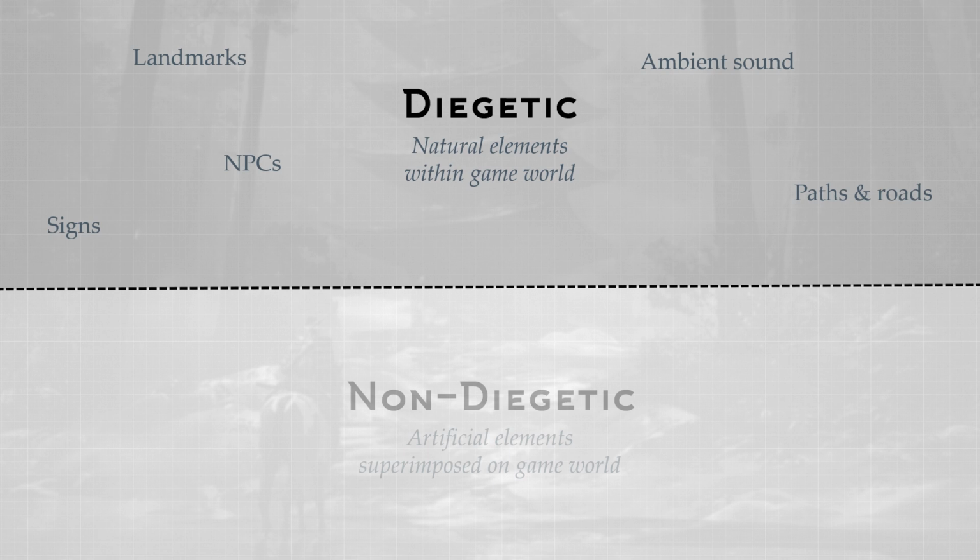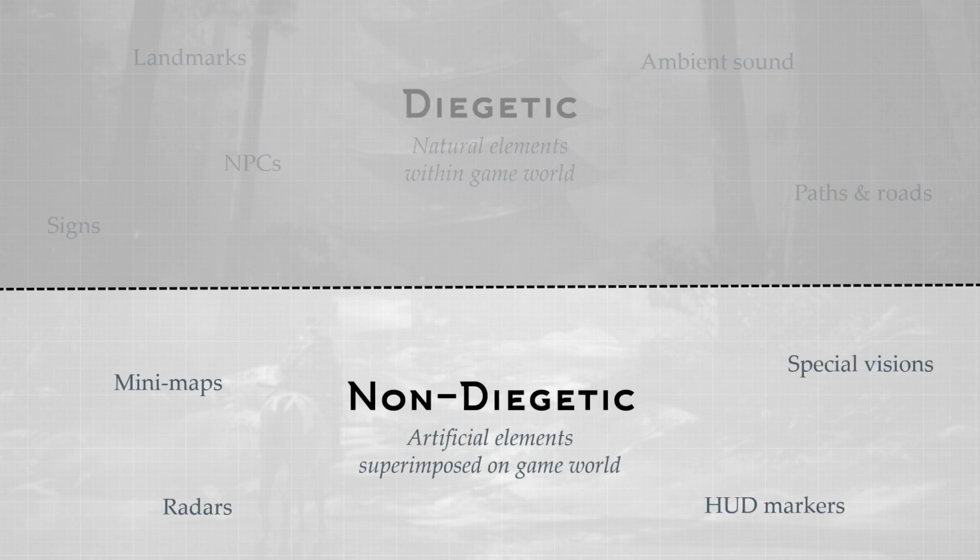You can use landmarks, you can use ambient sound, for example the sound of a waterfall might attract a player. There can be actual paths and roads indicated in the game world. We can include signs or use friendly NPCs and enemies to guide the player. On the non-diegetic side, we have stuff like minimaps on the UI, radars, HUD markers, or special visions like the runner's vision of Mirror's Edge that I already showed you before.